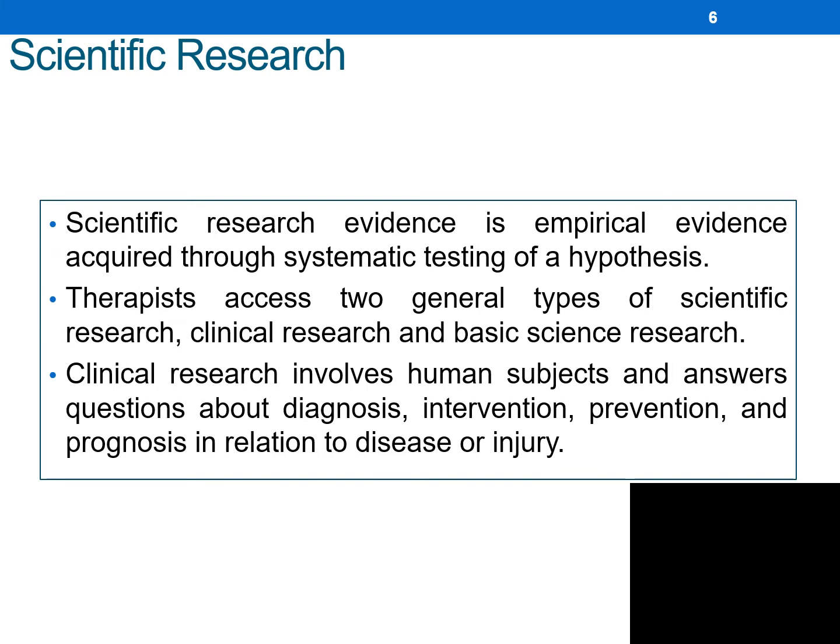So based on the case study in the previous slide, we can find the evidence based on the scientific research. The scientific research evidence is empirical evidence acquired through systematic testing of a hypothesis. Therapists assess two general types of scientific research, which might include clinical research and basic science research. Clinical research involves human subjects and answers questions about diagnosis, intervention, prevention, and prognosis in relation to disease or injury.